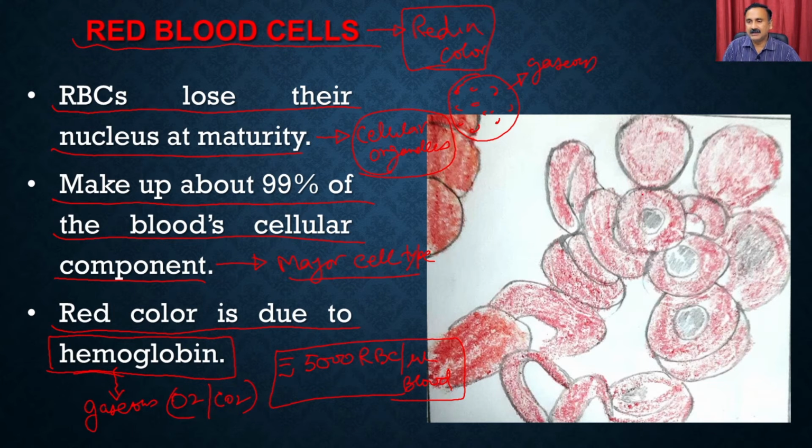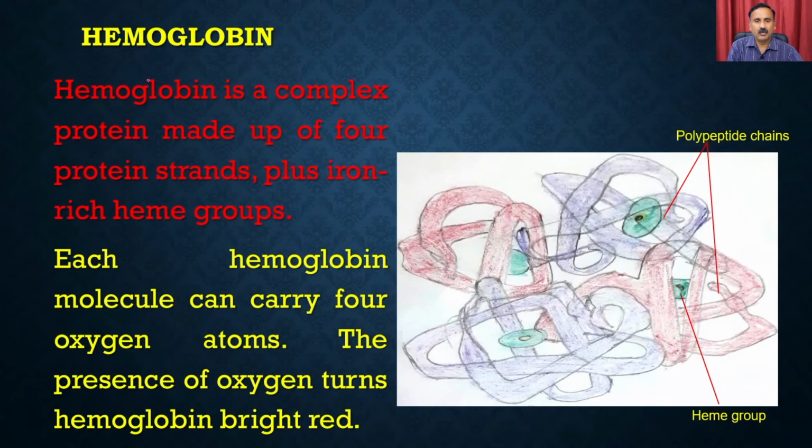What you see here are round shaped cells which have the red color pigment. Hemoglobin is a very complex protein, and it is responsible for providing the red color to the RBCs. It is made up of four protein chains, and it also has iron containing heme groups.